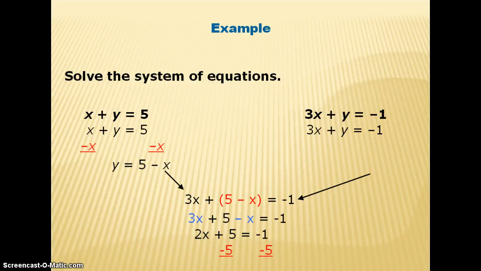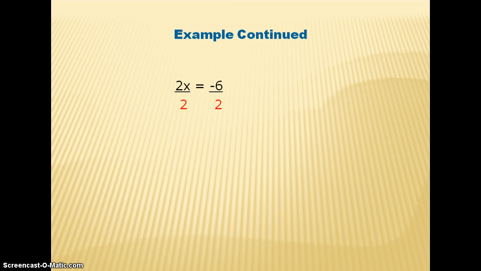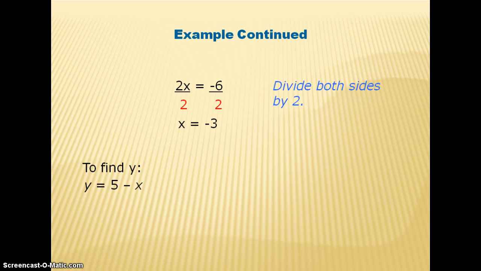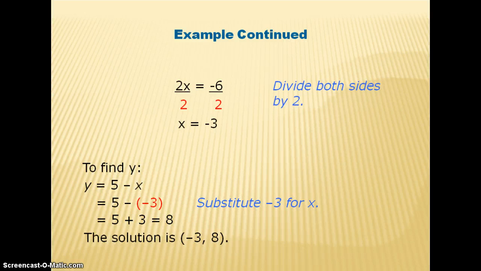Subtract 5 from both sides. So we get 2x equals negative 6. Sorry, it's cut off a little bit there. From there we divide by 2, and x equals negative 3. We're not done because we need the y value. So we take one of our equations. We'll take y equals 5 minus x. Substitute negative 3 in there. So 5 minus the negative 3 equals 5 plus 3, which equals positive 8. So we would write our solution as an ordered pair. x is negative 3, y is 8.